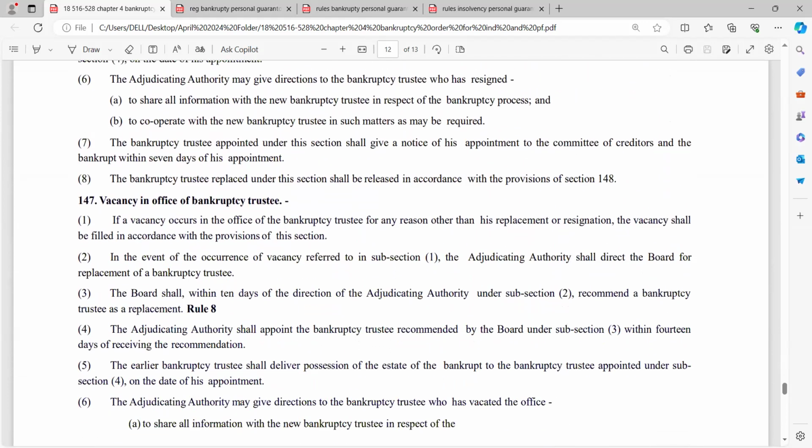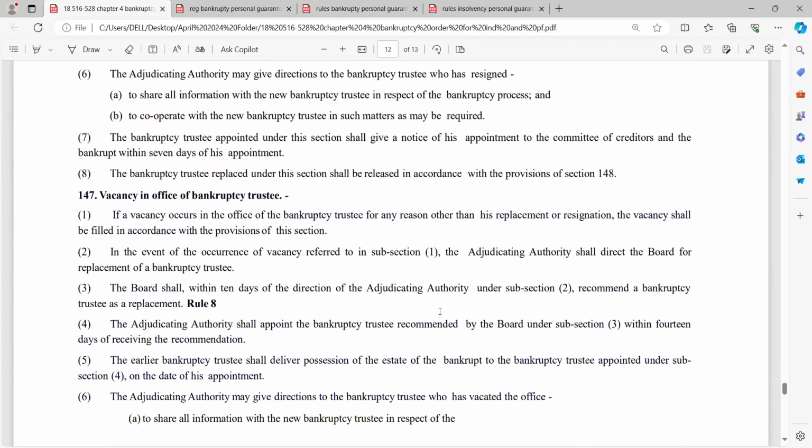नाउ वैकेंसी, वैकेंसी मतलब कोई डेथ हो जाती है, कुछ हो गया, परमानेंट इनकेपेसिटी हो गई, पागल हो गया. ठीक है, तो उस केस पे क्या होगा, तो ये है अदर, देन रिप्लेसमेंट और रेजिग्नेशन और वैकेंसी.